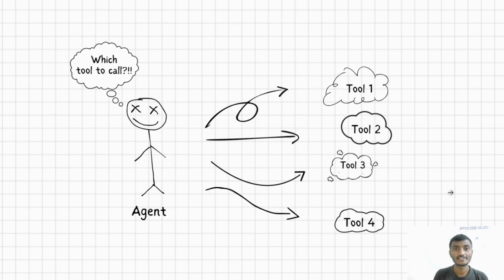We know that agents are LLMs with special powers. Special powers of these tools. But here is the catch. With too many powers come too many responsibilities. And our agent is not good at handling too many responsibilities.